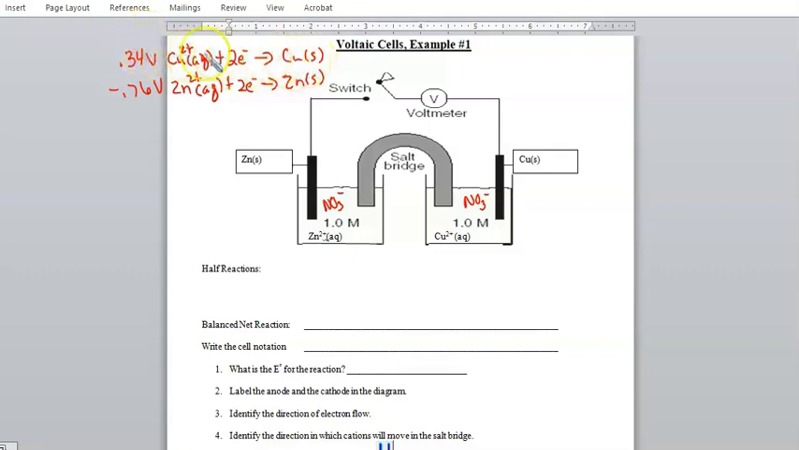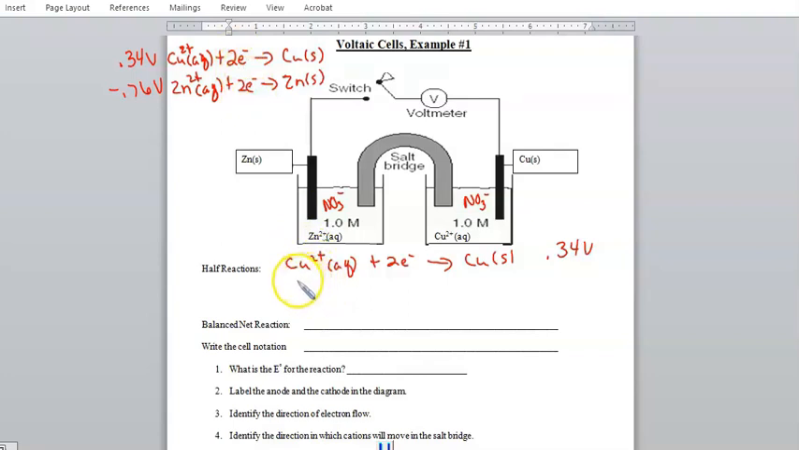So this one's going to stay reduced. I'm going to leave that one as my half reaction. So Cu2+ aqueous plus 2 electrons yields copper solid. And I'm going to go ahead and write the voltage there. The other one I'm going to flip around. The reason I'm going to flip it around, again, is that my electrons can't be on the same side, but it's not going to get reduced, it's going to get oxidized.